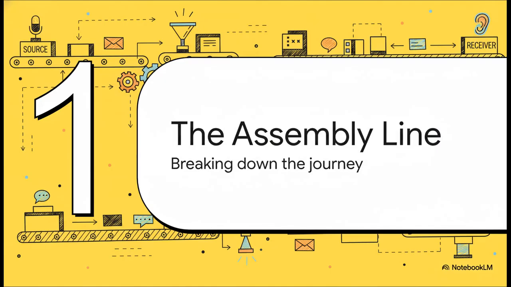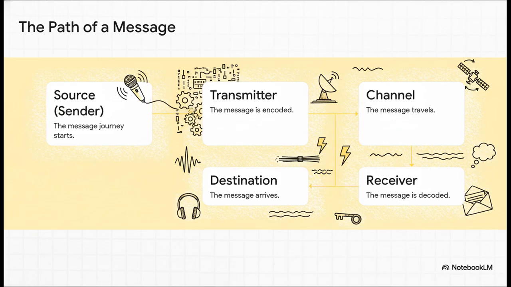All right, so let's get into the guts of it. Let's break down the journey a message takes. The best way to think about it is like a communication assembly line. It has these distinct stages, and if any one of them messes up, well, the whole thing can fall apart. So here's the high-level view of that assembly line. It starts with the source, that's the sender. Then it goes through a transmitter, we'll get to that. It travels along a channel, to a receiver, and finally it gets to its destination. Seems pretty straightforward, right? But oh man, the devil is absolutely in the details.